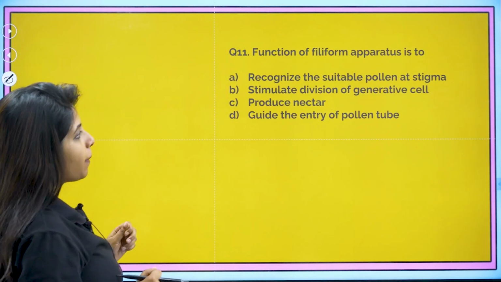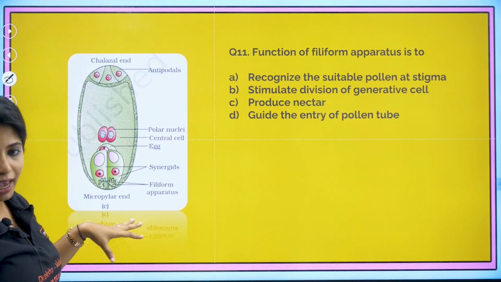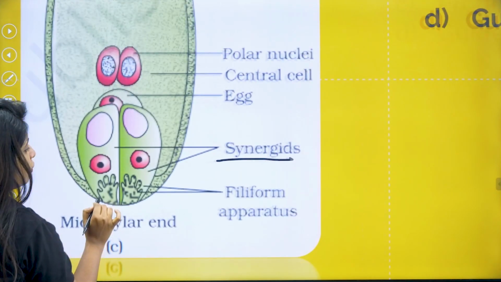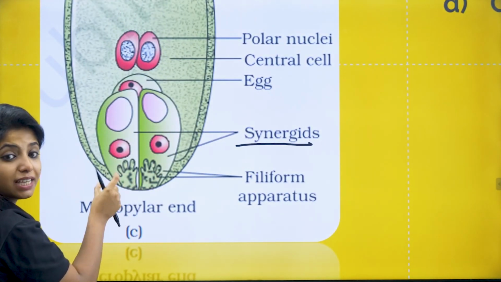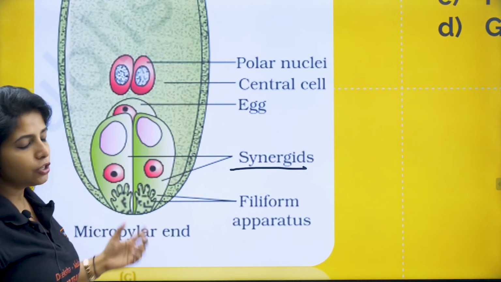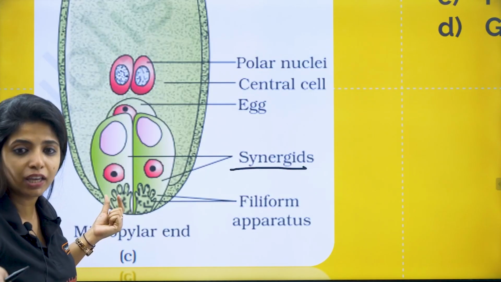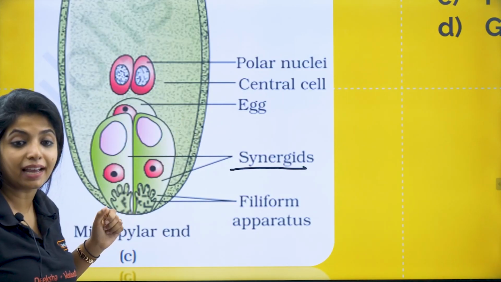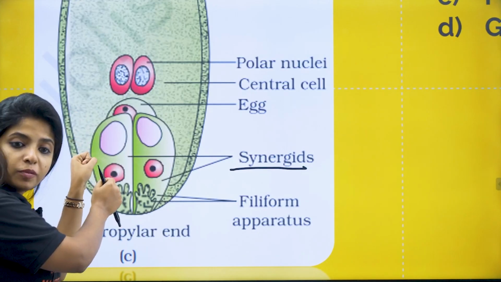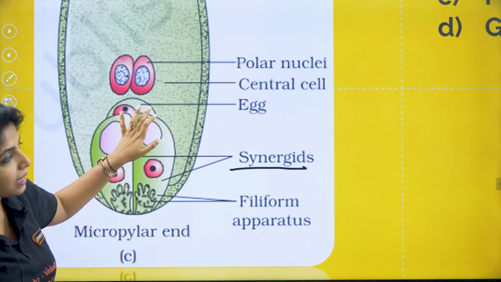Now, function of filiform apparatus is true. Where is the filiform apparatus, ma'am? Over here in the picture of the embryo sac, my dear children, you might have seen the synergid cells. If you zoom in a bit, you will see a finger-like projection up over here. These are the filiform apparatus. Now this is the egg cell, that is the female gamete. The male gamete has to come through the pollen tube. Now, who guides the pollen tube that, hey, you have to come over here, then only you can meet the egg? It is the filiform apparatus that helps in guiding the pollen tube inside the embryo sac, so that it can go and meet the egg cell.